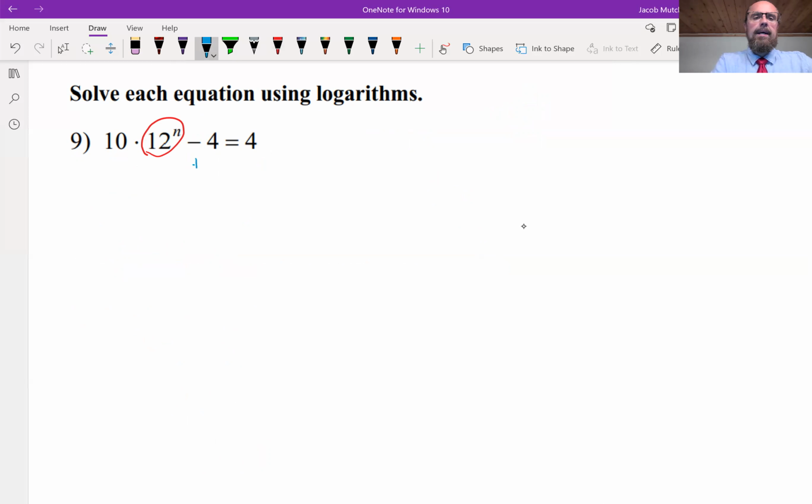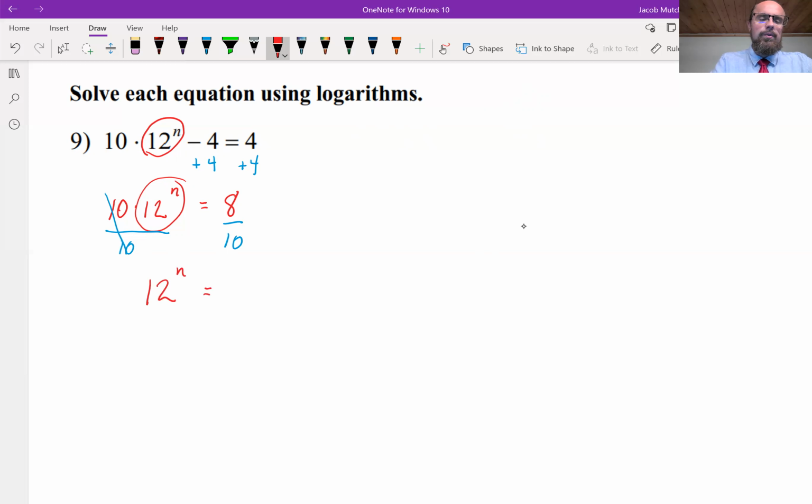So I'm going to start off by adding 4. That's a good general strategy in any equation solving, is to cancel out anything added or subtracted. So now I have 10 times 12 to the power of n equals 4 plus 4, 8. And then again, if my goal is to get the base to the power by itself, I want to divide this 10 multiplier off of the left to cancel, and then off of the right. And what that's going to give me is now 12 to the power of n equals, if I reduce 8 over 10, 4 over 5.